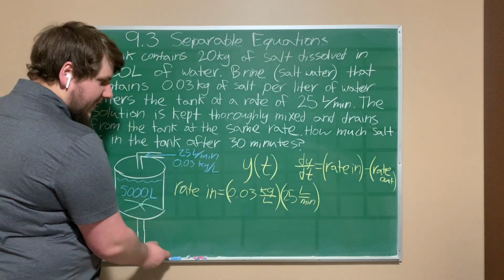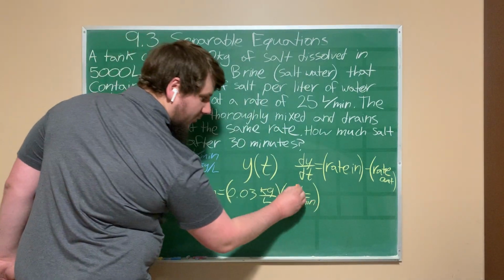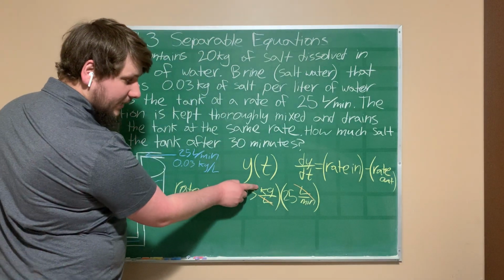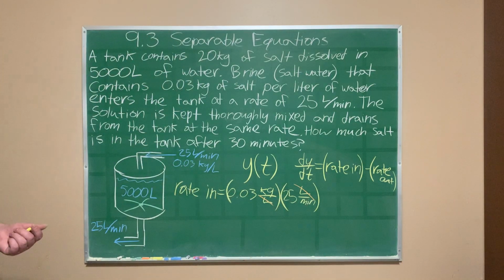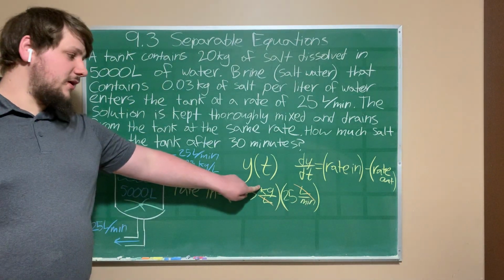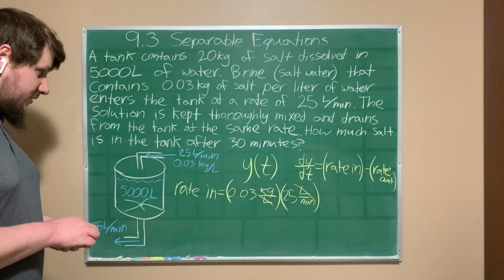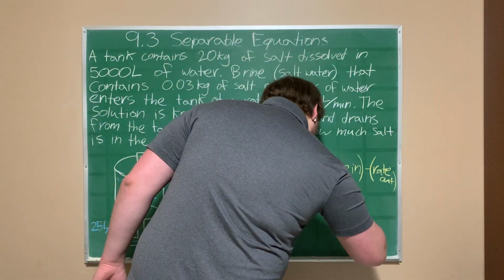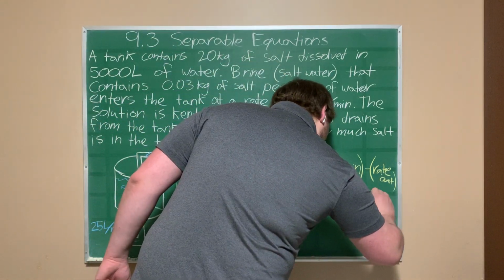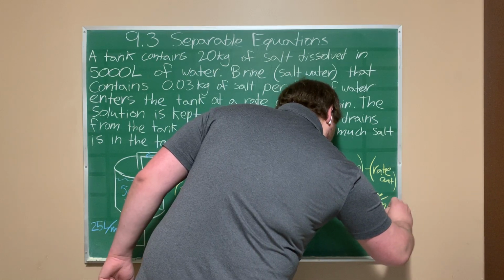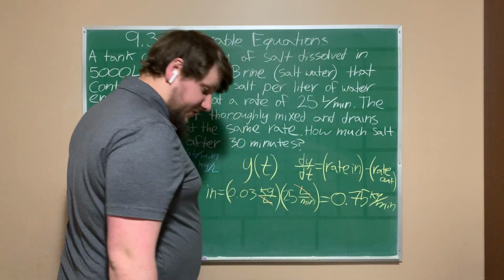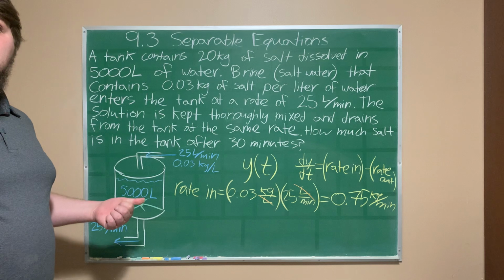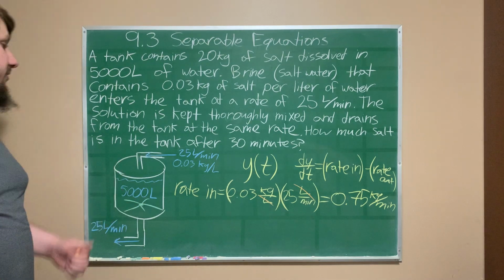kilograms per liter multiplied by the 25 liters per minute. When we multiply these, we have liters in the denominator and liters in the numerator. These guys cancel each other out, and the units that we're going to get here are going to be kilograms per minute. And that's exactly what we want here. We're talking about kilograms of salt entering the tank per minute. So if you multiply this, 0.03 times 25, you're going to get exactly 0.75 kilograms per minute. Okay, that's a constant, right? The water entering is exactly the same at all times, so the rate of salt entering is a constant.